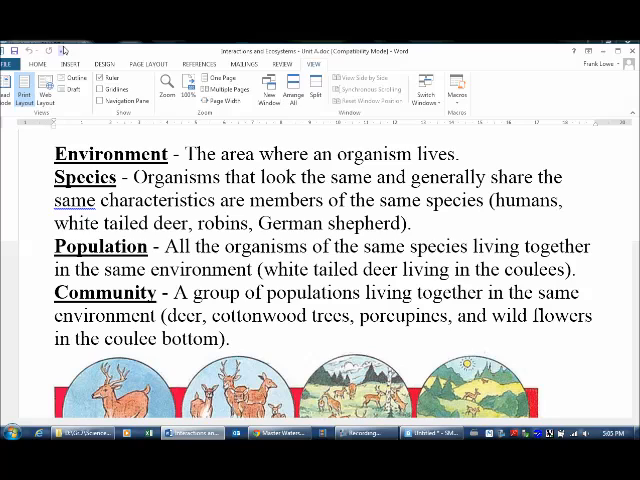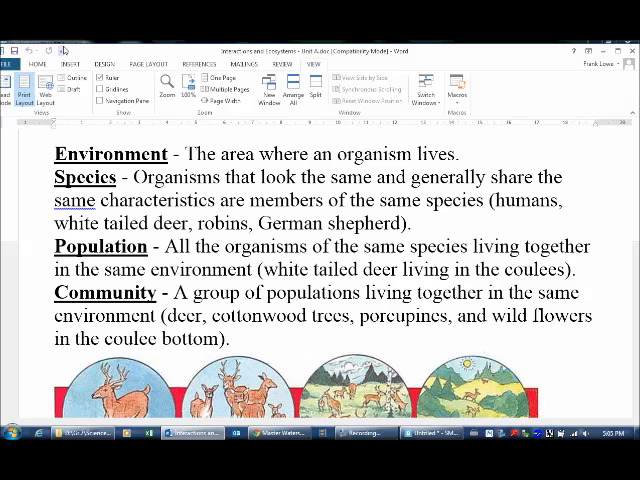Some other examples that we're going to talk about are white-tailed deer. We have a lot of white-tailed deer here in Lethbridge in southern Alberta. They are one species. Robins, German shepherds. Although there are variations in German shepherds, there is actually a species referred to as German shepherd.